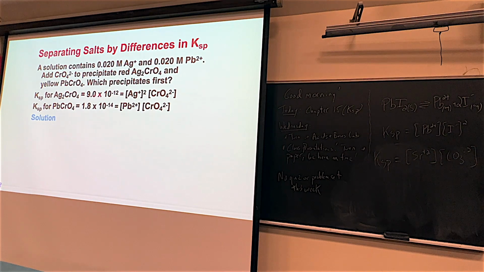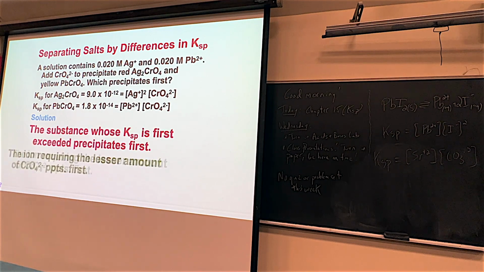We've got a KSP here for silver. We've got the silver ion, 0.020, square it. For this equation, here's the KSP for lead. Here's the lead concentration. We'll solve for chromate. If we have a 10 to the minus 5 and a 10 to the minus 8 moles per liter, the smaller moles per liter will precipitate first. It's going to take less of the smaller number to make a solid than it will the larger number. So that's kind of the punchline of how these problems work. We're looking for the smaller chromate, and the smaller chromate will be the first one to precipitate.